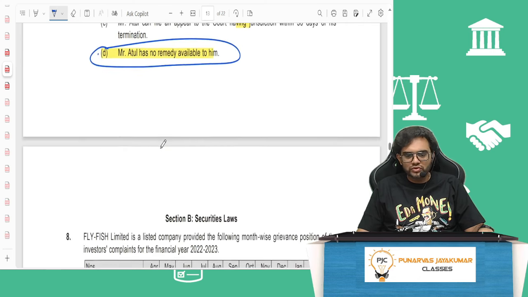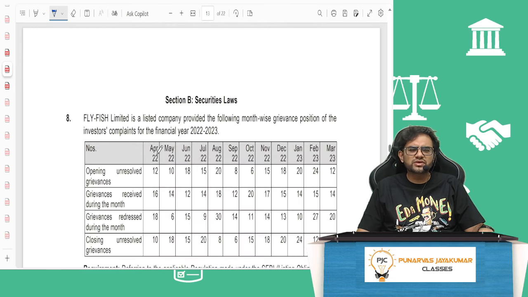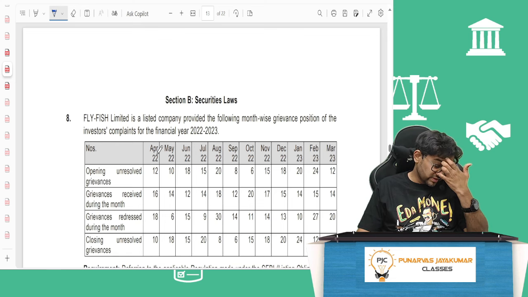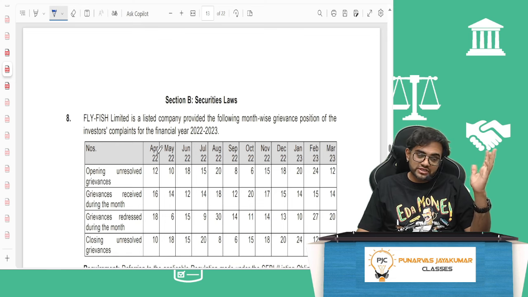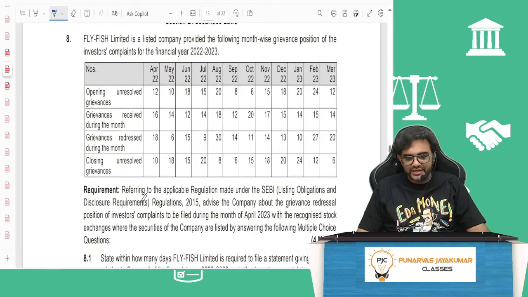Let's quickly move on to securities law. Securities law, the best part is it's all about just the dates that you have to remember, within when you should file, etc. Concepts are a lot, but then you just need to remember the dates here.